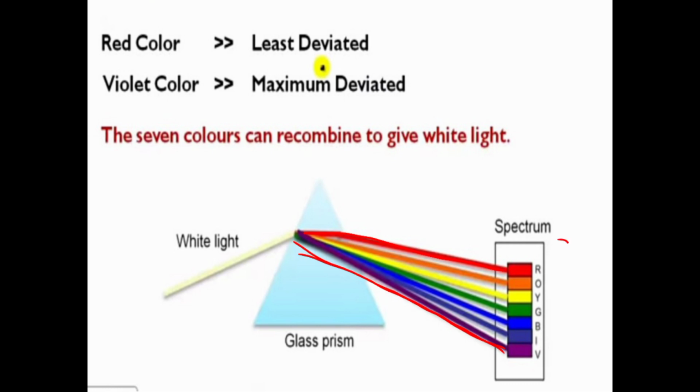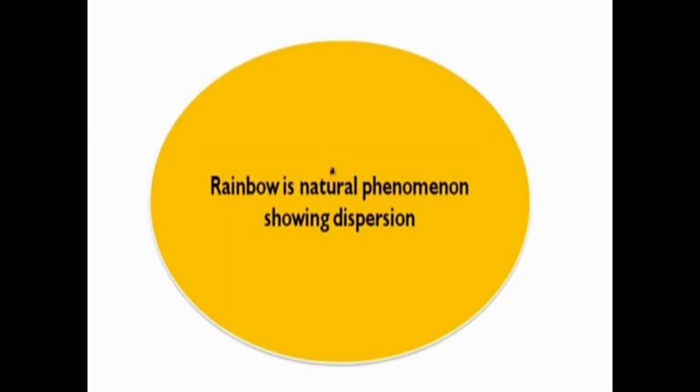So this is the band of distinct colors, that is, a variety of different colors are seen. So the 7 colors can recombine to give white light. See here, this we will study in the further slides also, that these 7 colors recombine to give us white light. How they give us, that we will see in the further slides. So let's move further. Now, rainbow is a natural phenomenon showing dispersion. How does a rainbow show dispersion, that we will study in this. Let's see.